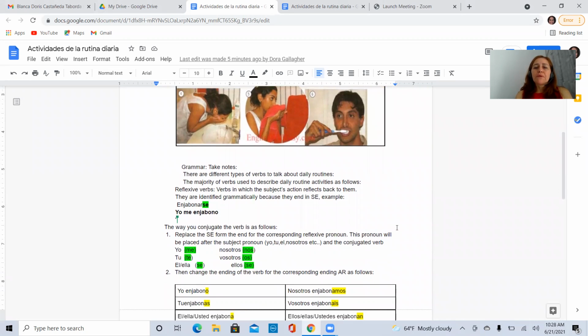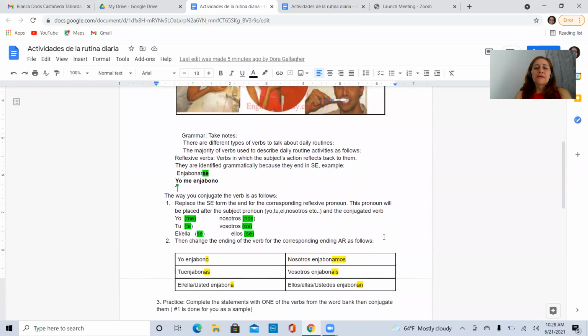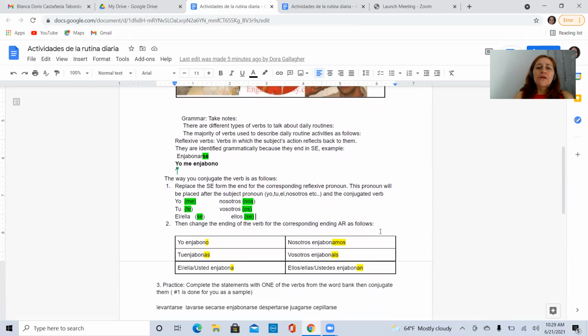What I tell people to remember is the reflection of you in the mirror. When you look at yourself in the mirror, you see your reflection. So these verbs are reflexive, which means the person who performs the action is the one who receives the action as well. In English, you don't need to say that, like I brush my teeth myself. In English, it sounds very weird, but in Spanish, that's what you need to do. So how do you recognize a reflexive verb? They all end in SE.